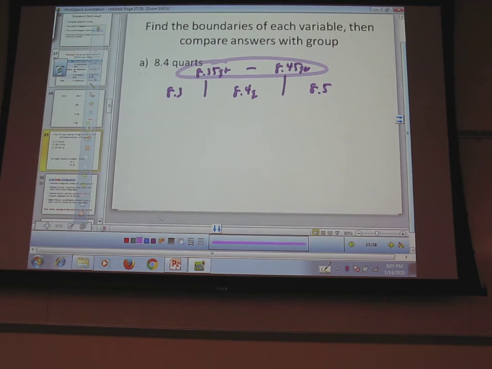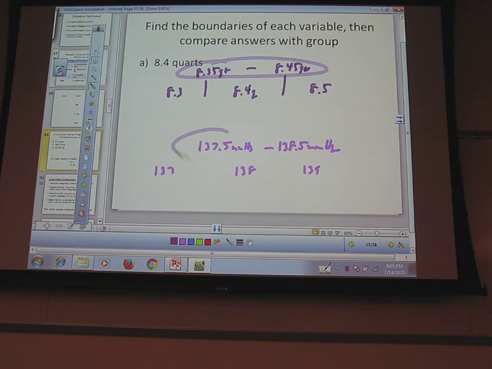And then here we have 138, so it'd be 137 and 139. So it'd be 137.5. What are these? mmHg? To this side would be 138.5 mmHg. So that would be your answer there.